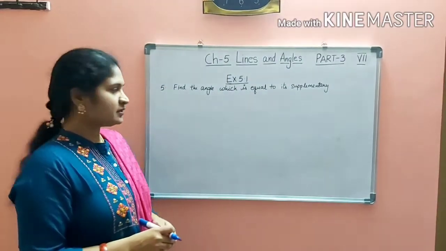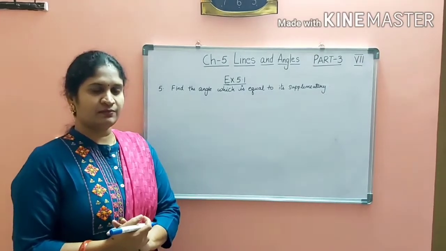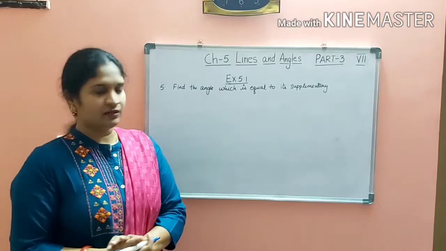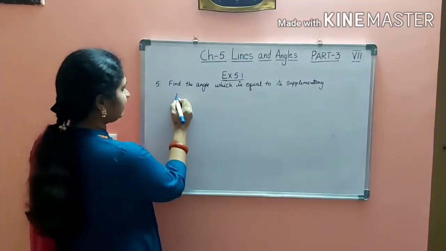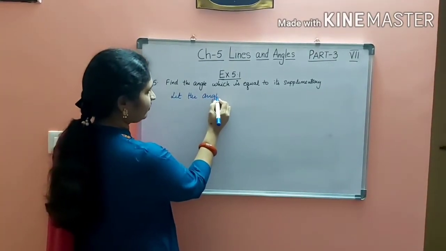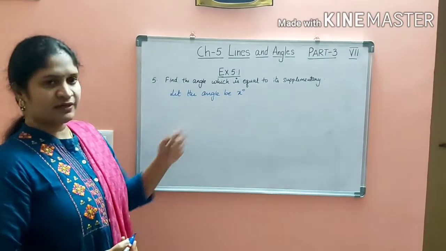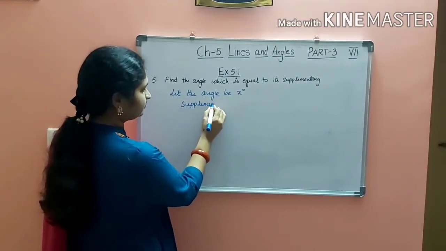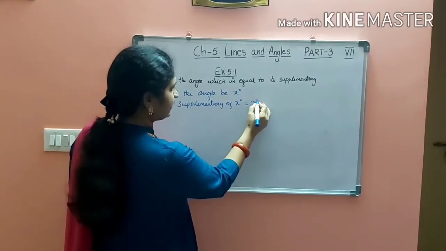Let us see fifth question now, children. Find the angle which is equal to its supplementary. Like the previous problem, where we found the angle which is equal to its complementary, now we are finding the angle which is equal to its supplementary. So similarly, let the angle be x degrees. So supplementary of x is again equal to x degrees.